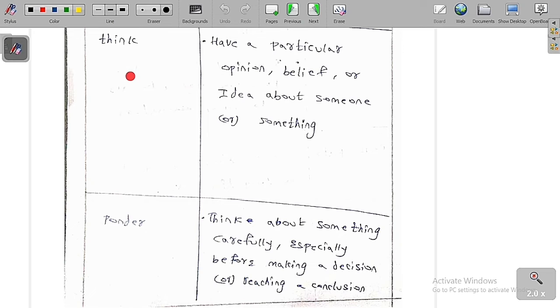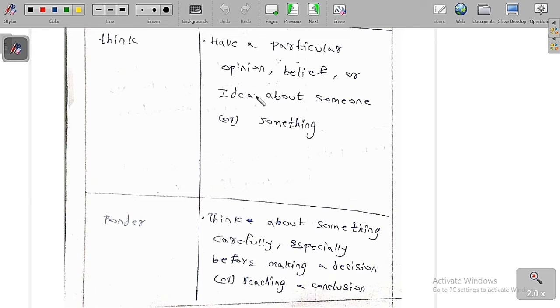Now the next word is think. Think means to have a particular opinion, belief or idea about something or someone. Basically you are having some idea, some particular opinion of some person. Suppose a friend is beside you, and because you are living with that person and spending a lot of time with your friend, you know each and every aspect of your friend, so you have some opinion and belief about that person.